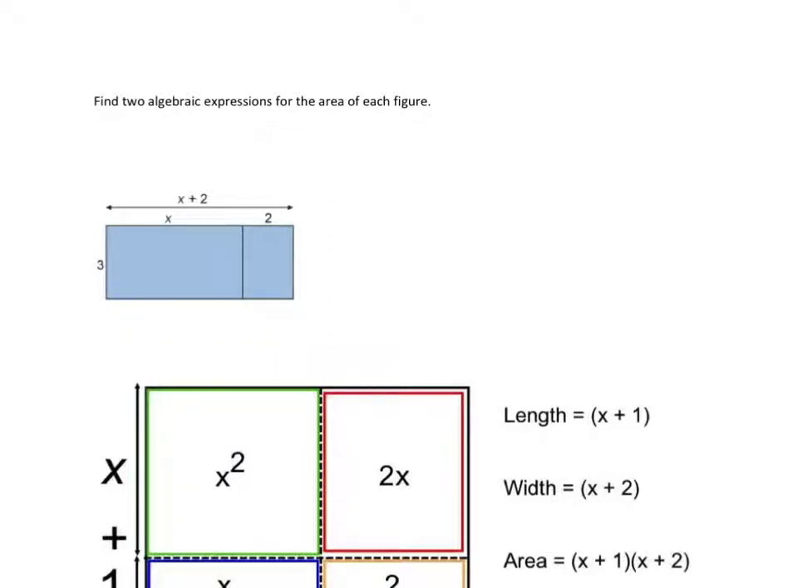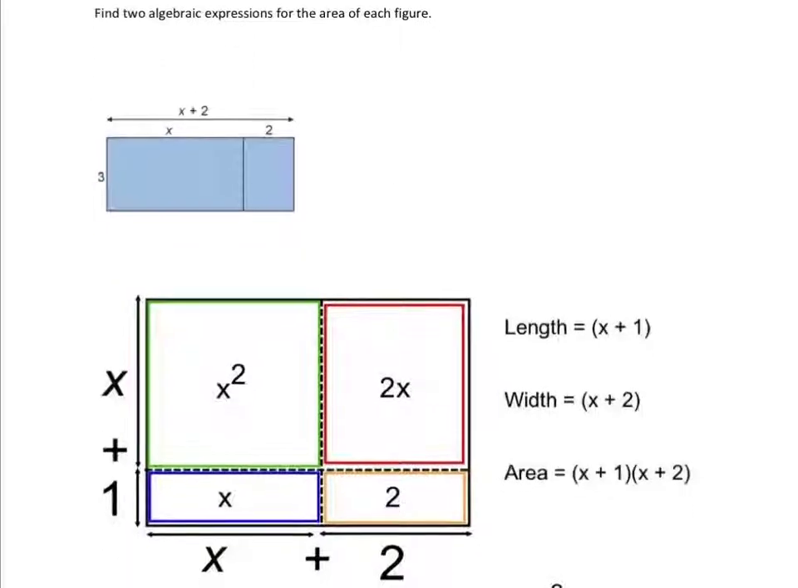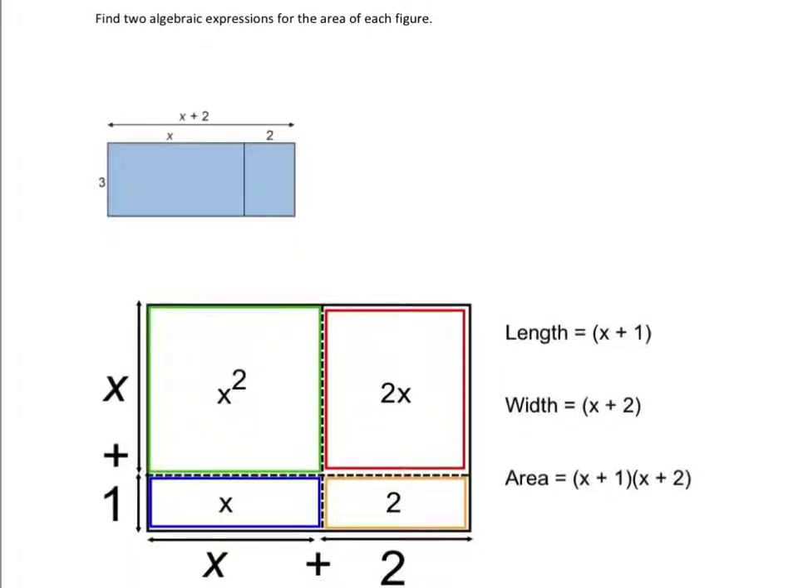Welcome to 4.4 number 2. What we're going to be doing is using addition and then kind of working our way into multiplication to get a geometric interpretation of what polynomials can mean. So what we're going to do is find two algebraic expressions for the area of each figure.